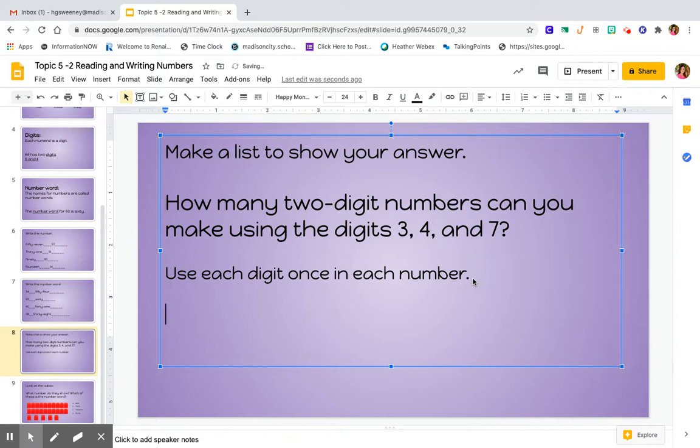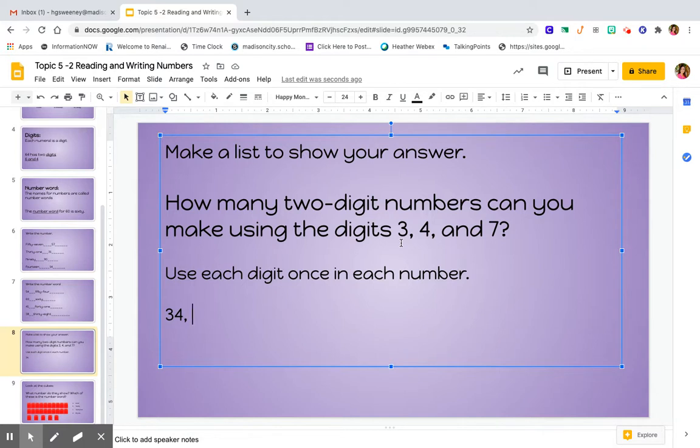So the first number that I might make is the number 34. The 3 and the 4 make 34. That's one number that I can make that is using 2 of the digits. See how many more you can make only using the 3, 4, and the 7. And only use each digit once in the number. That means do not give me the number 33. Do not use the same number 2 times. Pause the video, see how many numbers you can make, and then come back and see how you did.